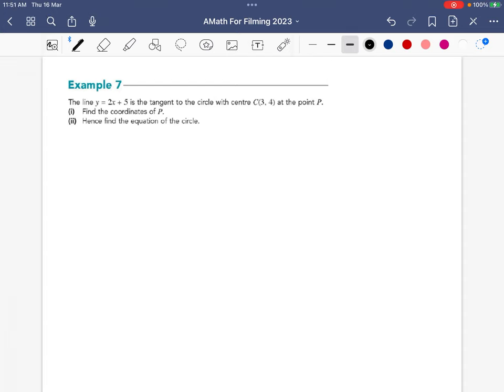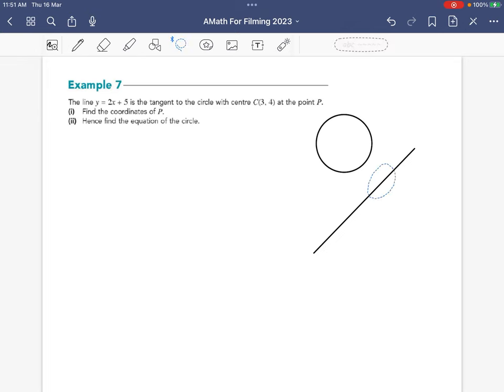We move on now to example 7. For example 7, the line y equals 2x plus 5 is tangent to the circle with center (3, 4) at the point P. Find the coordinates of P. Just a quick refresher, what is a tangent? There's a circle here, then we have a line. When the line is tangent, it means that it touches the circle at exactly one point, as you can see down here.